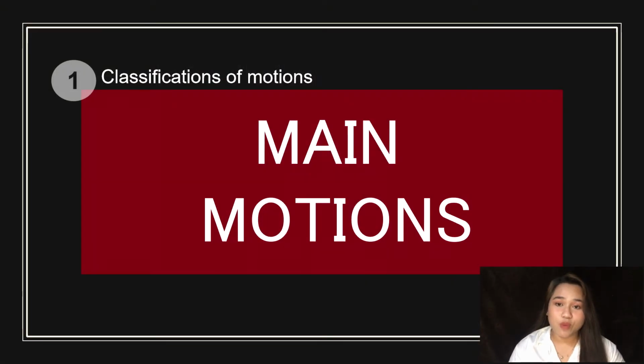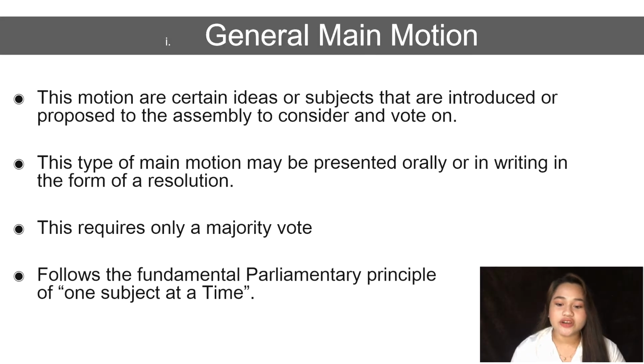The first type of motion is the main motion, which is divided into two: general main motion and specific main motion. A general main motion consists of certain ideas or subjects that are introduced or proposed to the assembly to consider and vote on. This type of main motion may be presented orally or in writing in the form of a resolution. This requires only a majority vote.